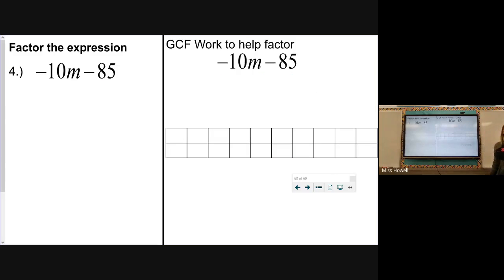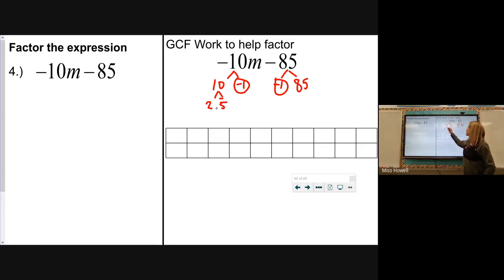All right, number 4, -10M minus 85. All right, these are both negatives. We start with -1 and 10. We start with -1 and 85. And then we can break it down from there. All right, over here, 2 and 5, pretty simple. And an M. All right, 85 ends in 5. So we know that 5 goes into it. In this case, it would be 5 times 17, which is prime.